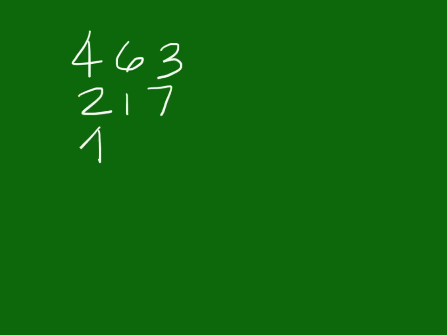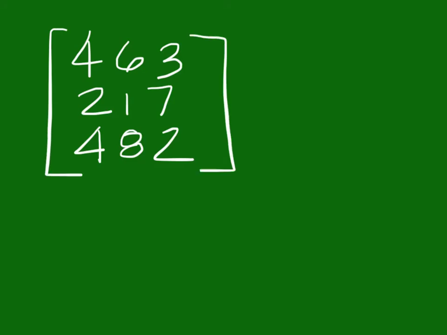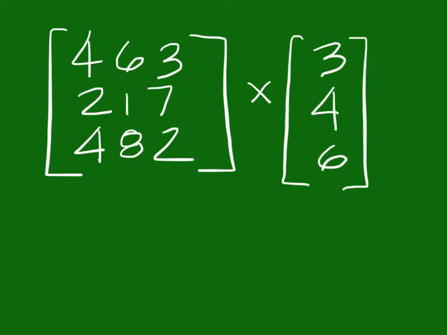Here's another one. 4, 6, 3, 2, 1, 7, 4, 8, 2. And in this one, we'll have 3, 4, and 6. How many columns in the first one? We have 3. And how many rows in the second one? 3. So that one would be possible.